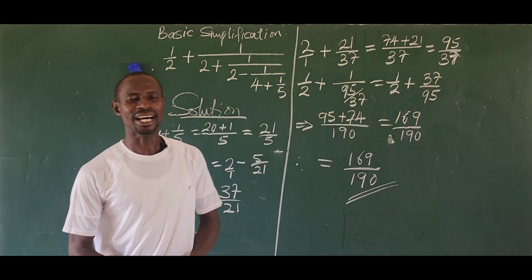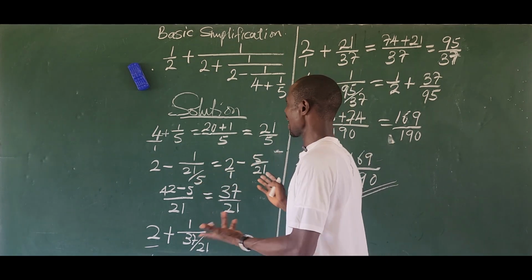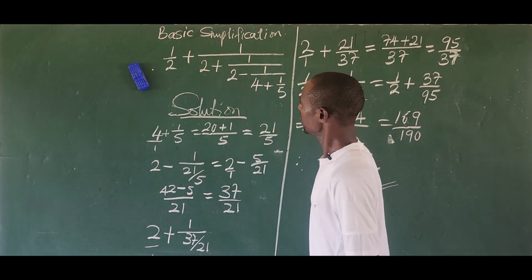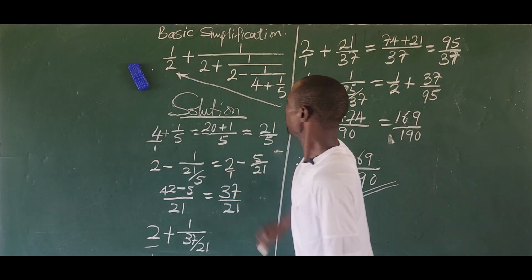So this is the final answer to this basic simplification. So we have a simplification of this kind, start from the bottom, then upward. Okay? So this is how you simplify this, upward, not the other way around.